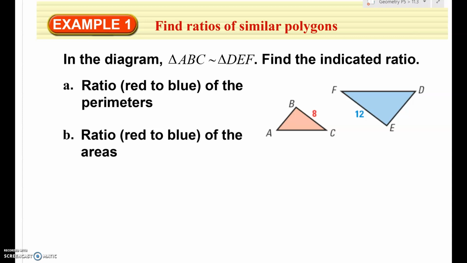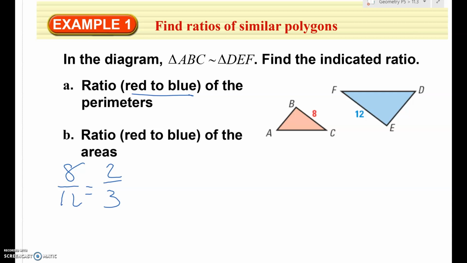It says write the ratio of the perimeters. Well, the ratio of the perimeters is the same as the side, but it wants to go from red to blue. So red to blue, that would be 8 over 12. Let's reduce that. Okay, so 4 goes into that. That is going to be 2/3. Okay, so the ratio of the perimeters is 2 to 3.